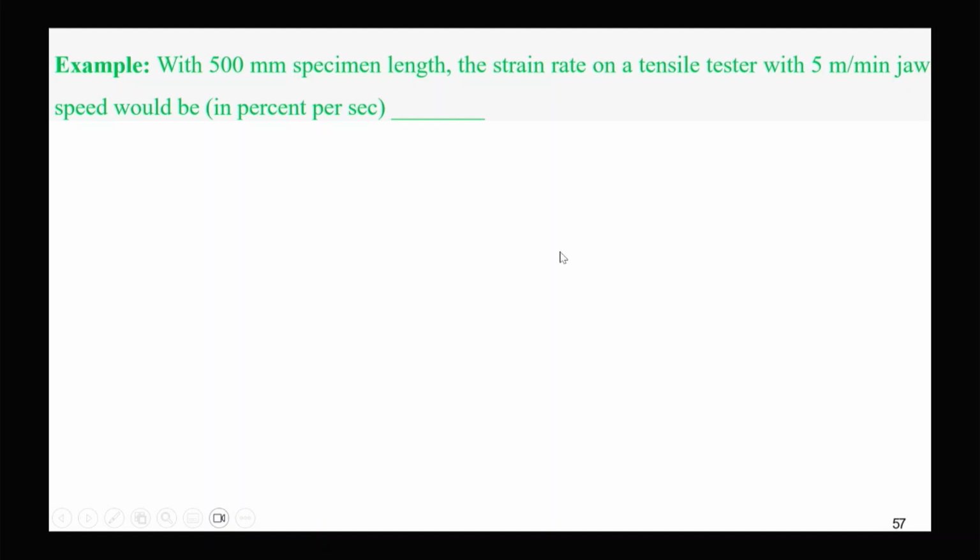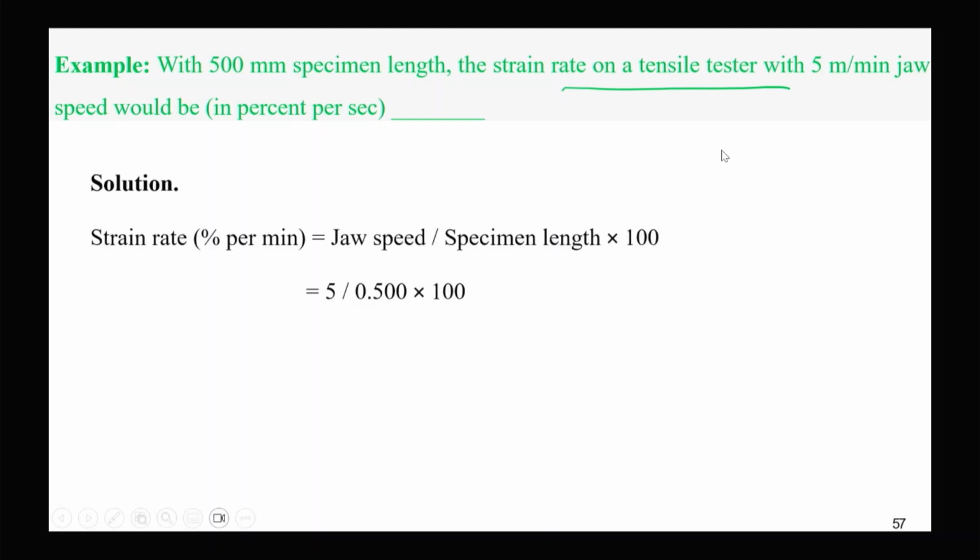Again a similar numerical with 500 millimeter specimen length, the strain rate on a tensile tester with 5 meter per minute speed. The same way we can get it, it's 16.67% per second. If we take it, it's percent per minute, and 1000% per minute, that will be 10 times, and per second it will be 16.67.